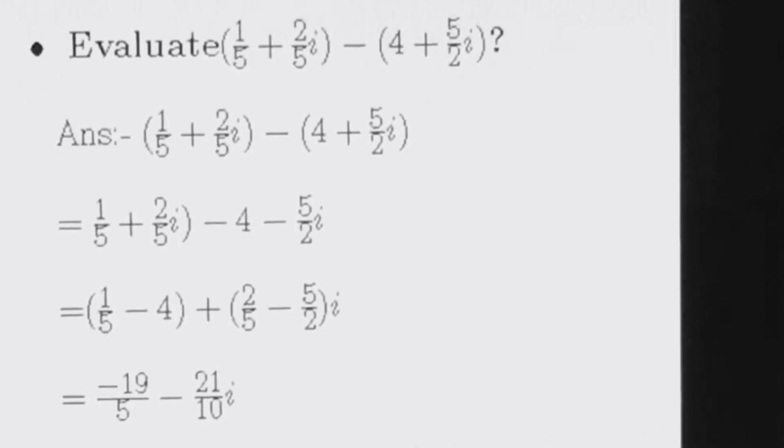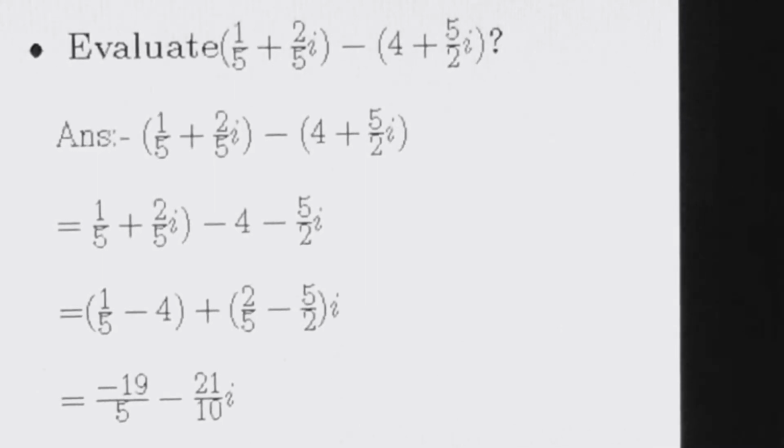So 1/5 + 2/5 i − 4 + 5/2 i is equal to 1/5 + 2/5 i − 4 − 5/2 i, which is equal to (1/5 − 4) + (2/5 − 5/2) i, which is equal to −19/5 − 21/10 i.